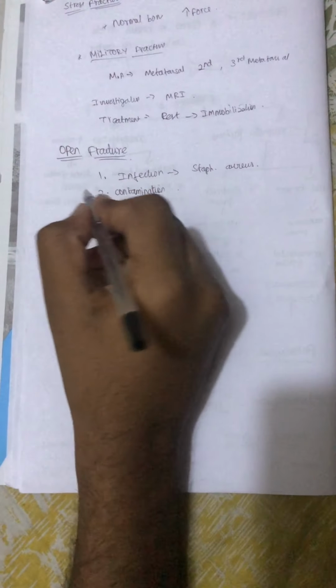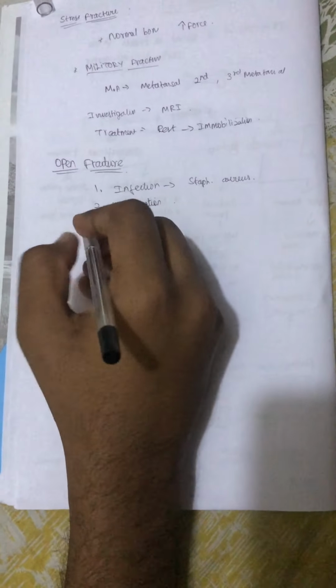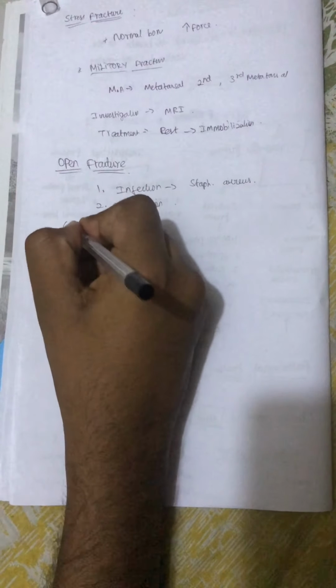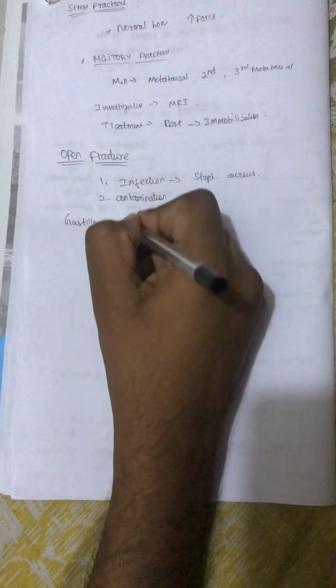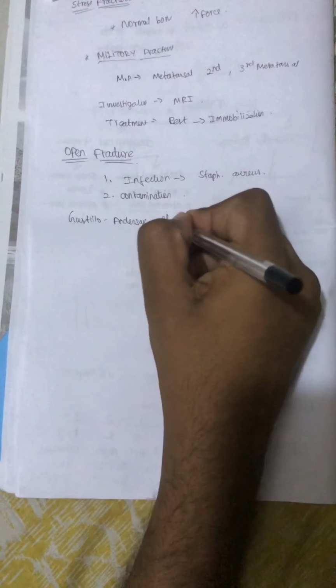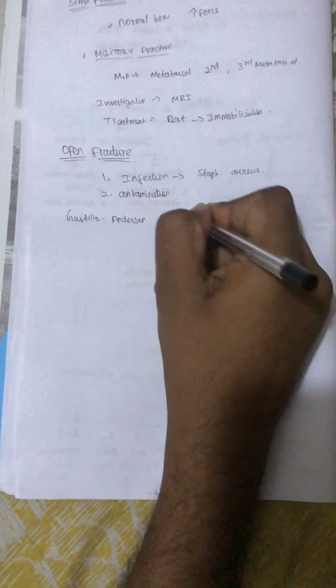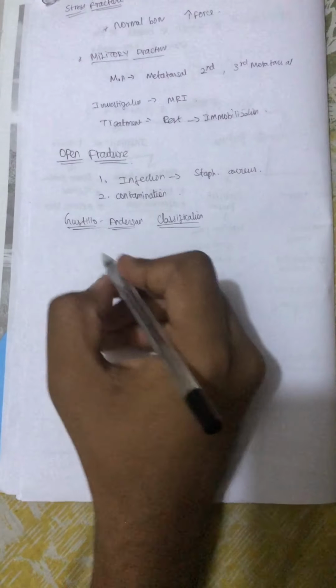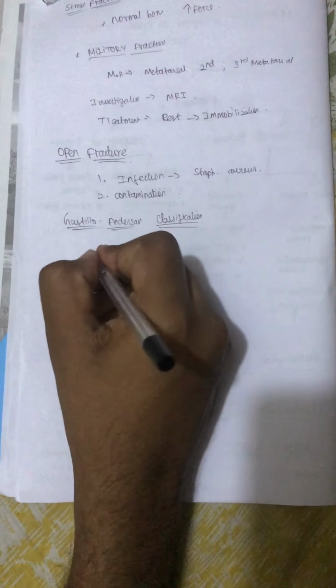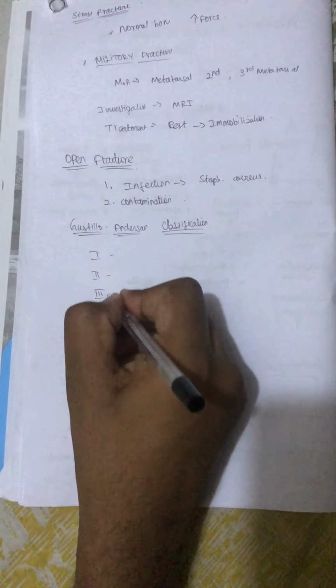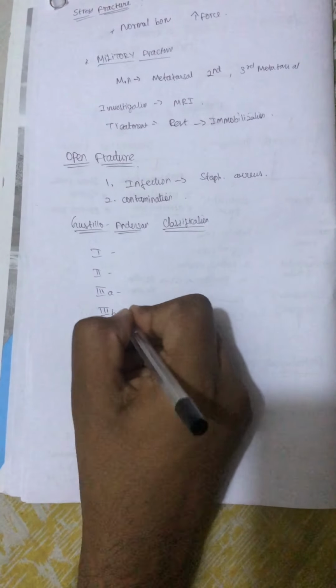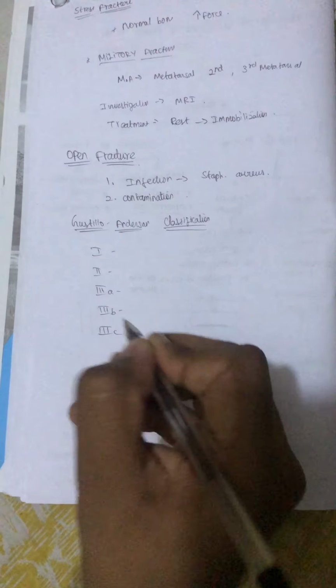The severity of the open fracture is classified with the Gustilo-Anderson classification. Using this classification, we are going to see the severity of the fracture. In this classification, the severity is explained as 1, 2, 3A, 3B, 3C. We will see everything from the beginning.